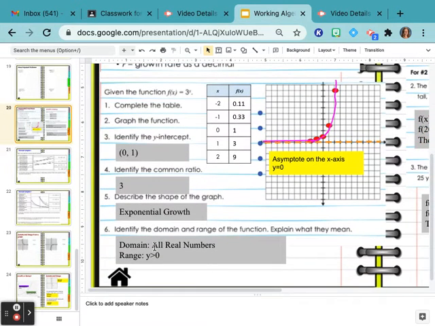For this one, the domain was all real numbers because your x values go from left to right to infinity. But our range is the one that's affected by that asymptote. It is at 0 or greater. So y is greater than 0. So this is looking back at slide 20.